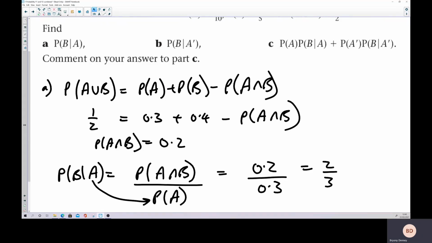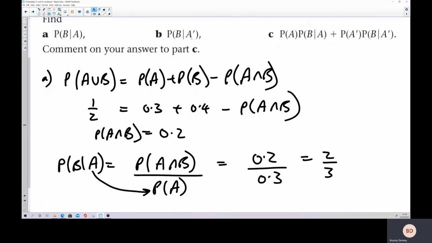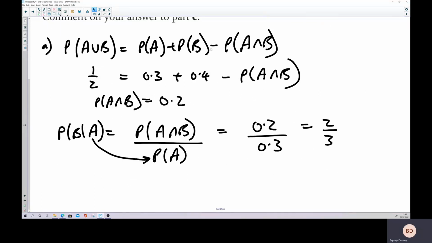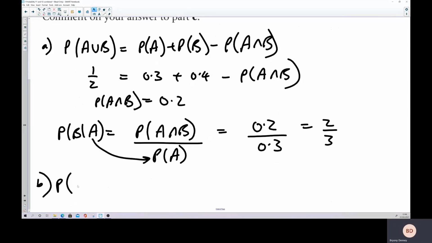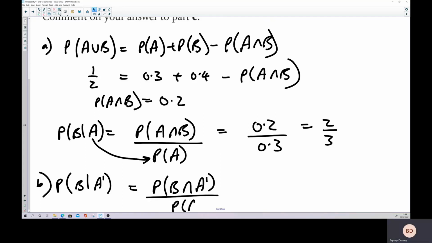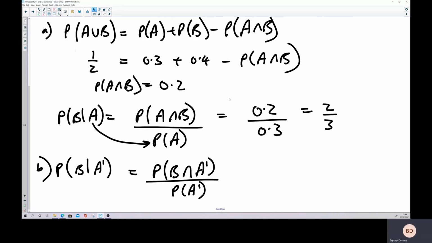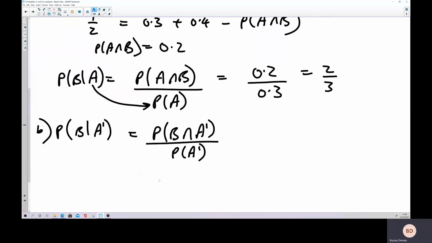Part B, let's do the same thing. We'd use the same rule, but now we're going to use not A instead of A. Okay, so the probability of B given not A. Okay, so that's the rule. That's the multiplication rule that would give us the probability of B given not A. We can work out the probability of not A quite easily, but what about the intersection of B and not A? I think at this point I would draw a Venn diagram. So let's go ahead and do that.